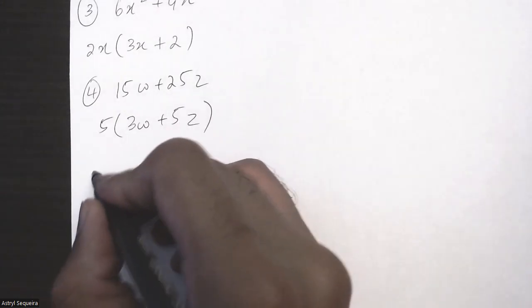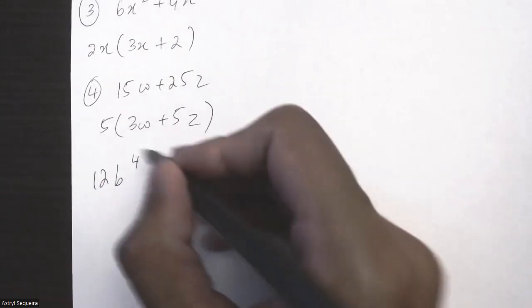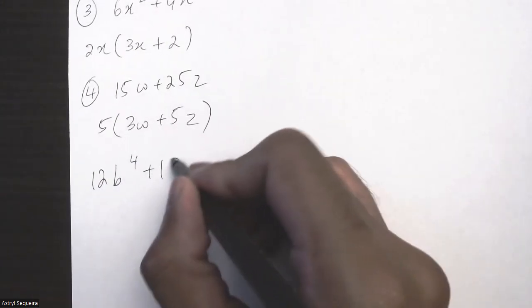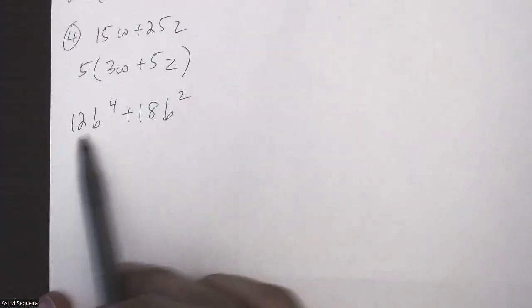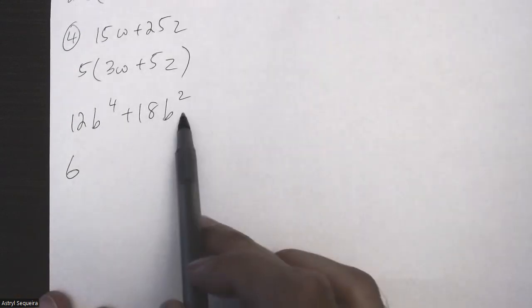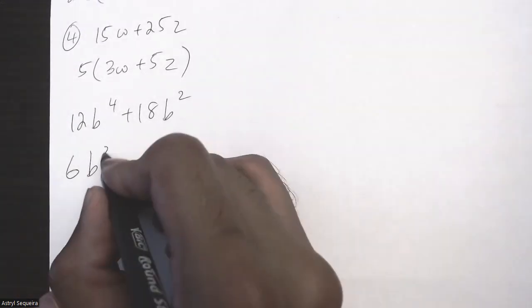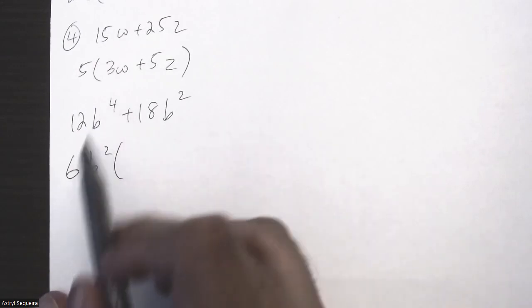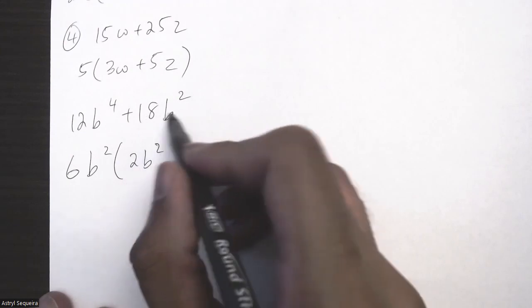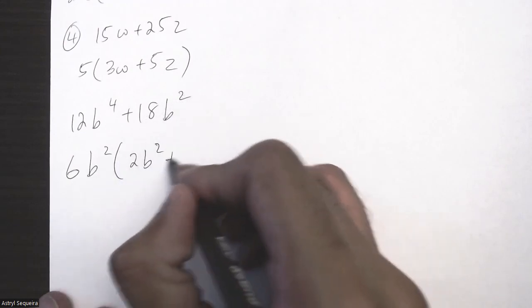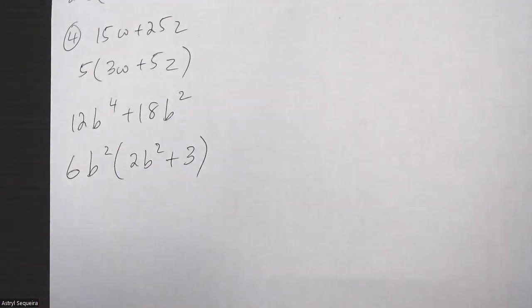Right, next one is 12b to the 4th plus 18b squared. So my largest common factor for 12 and 18 is 6. My largest common factor for these two letters is b squared. If I divide 12b to the 4th by 6b squared, I just have 2b squared, and 18b squared divided by 6b squared is 3.